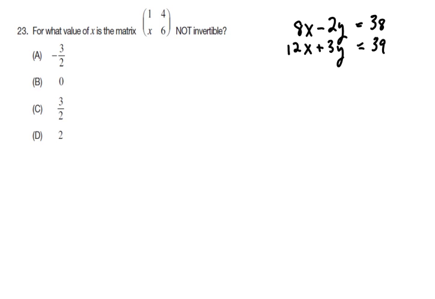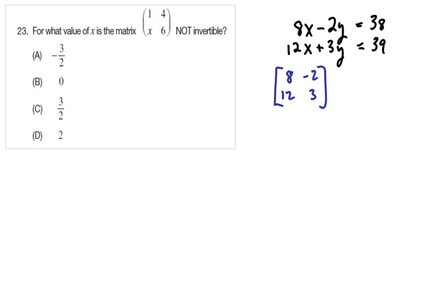Let's assume that I have this system of equations, 8x minus 2y equals 38, 12x plus 3y equals 39. Well, I can solve the system of equations using matrix arithmetic, or matrix algebra, I should say. The way this goes is I first create a matrix of coefficients. That would be the matrix of coefficients, 8, negative 2, 12, and 3.